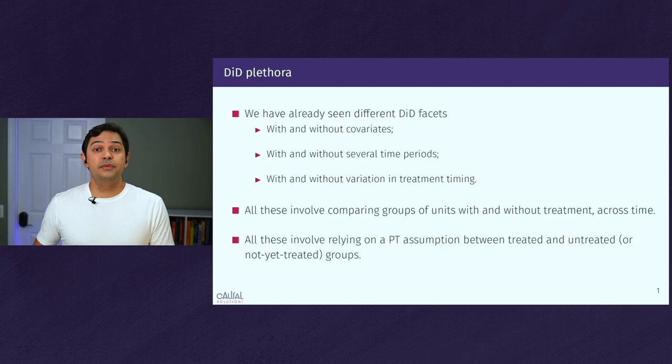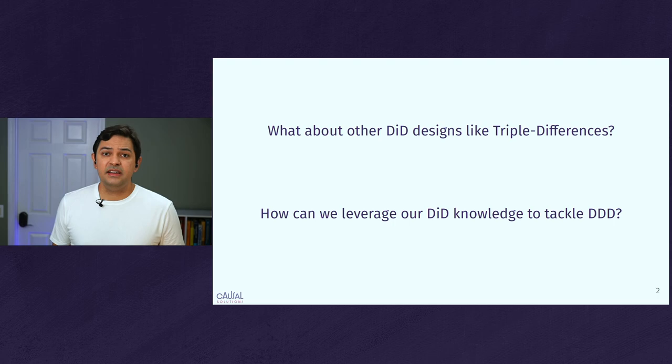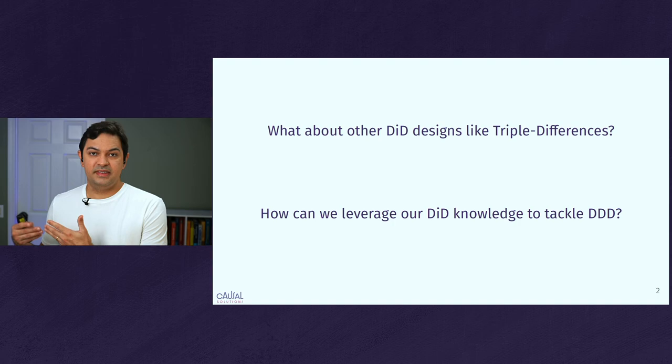So overall, at the heart of difference-in-differences, we're going to end up comparing units who have been exposed to treatment with units who have not yet been exposed to treatment or have never been exposed to treatment. And regardless of the facets, these comparisons, this is all about difference-in-differences. This is the fundamental point of difference-in-differences that we have covered in this entire course. But this is important because in general, you're going to compare one group with another group, and you're going to be relying on a parallel trends assumption, right?